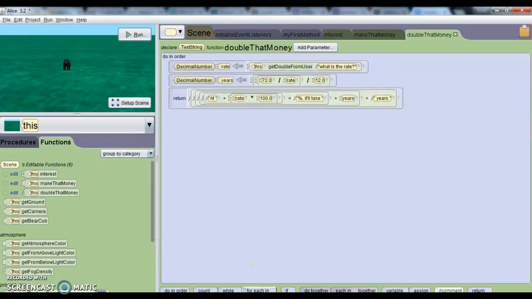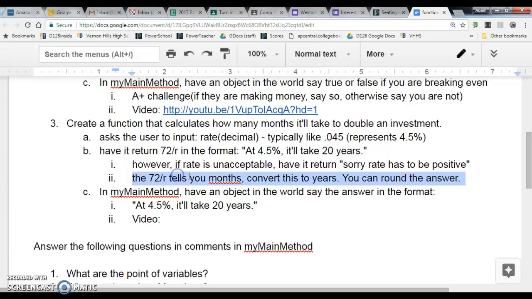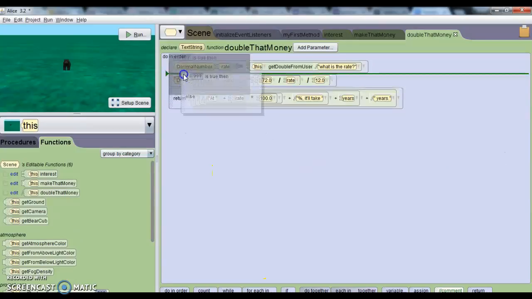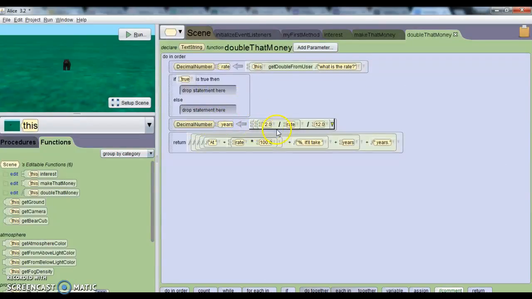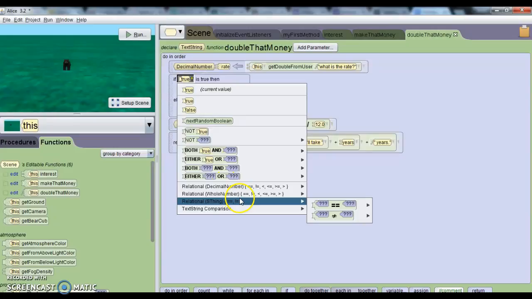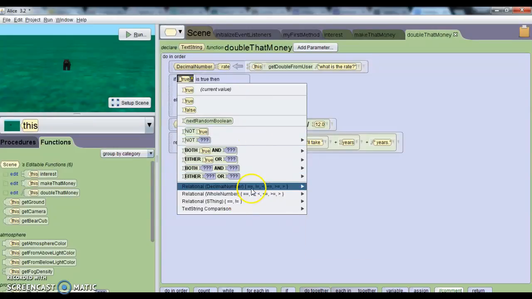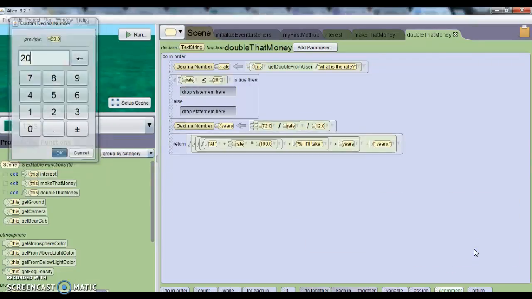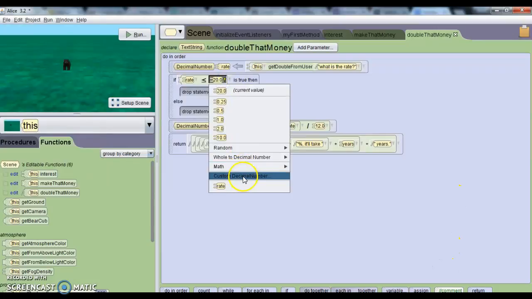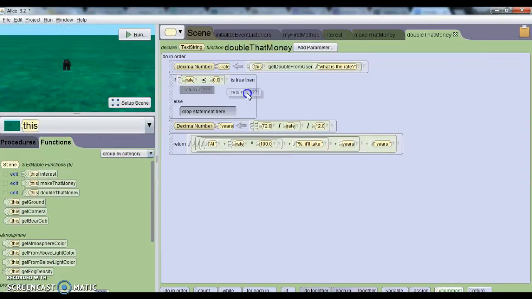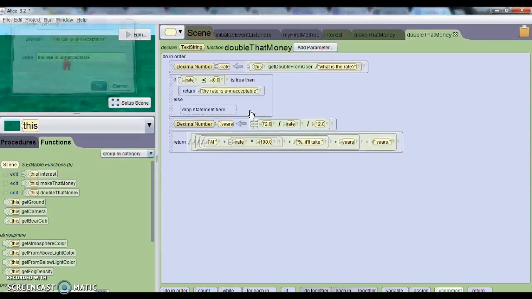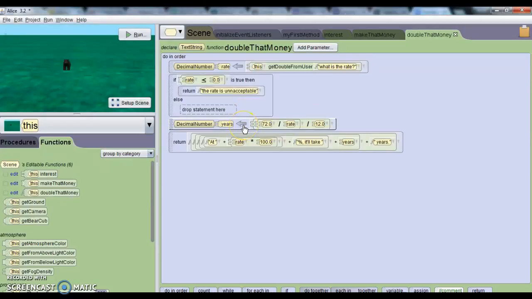Okay? So, the last thing you have to do on this is if the rate is unacceptable. So, before we actually even do this year's calculation, if the rate is less than or equal to 0, we can return the rate is unacceptable. Otherwise, we can do the calculation and return that final answer.